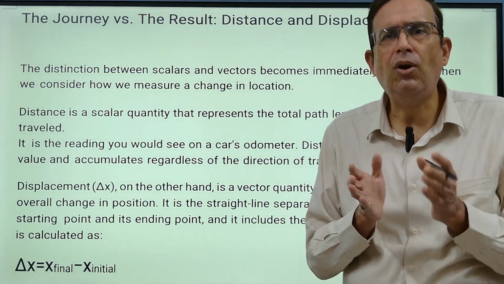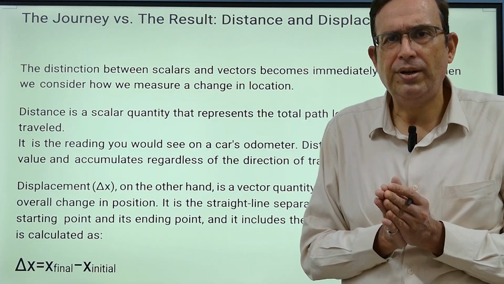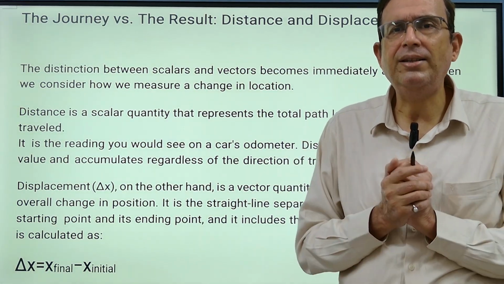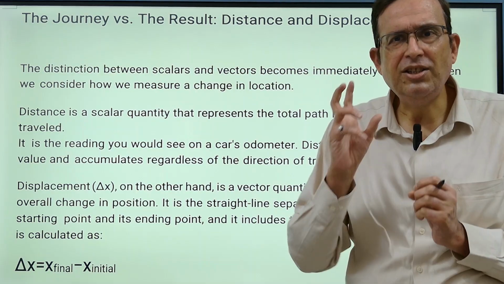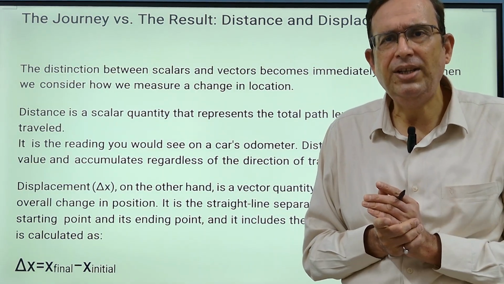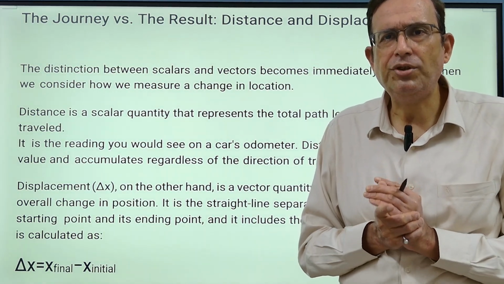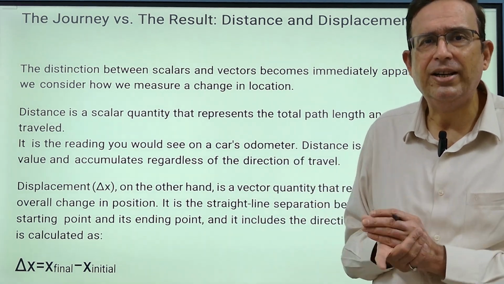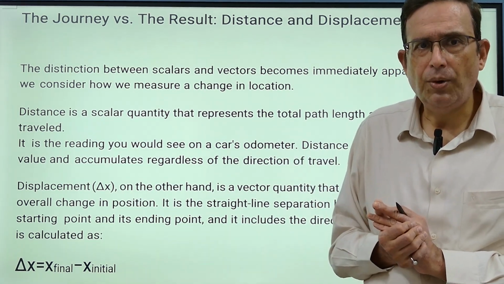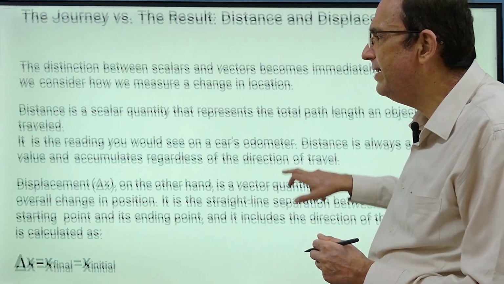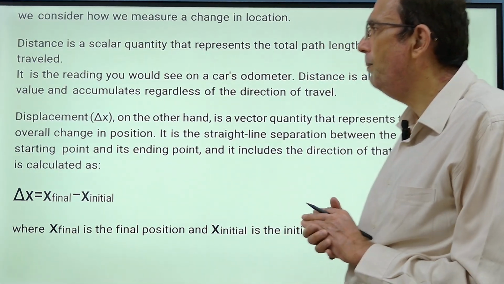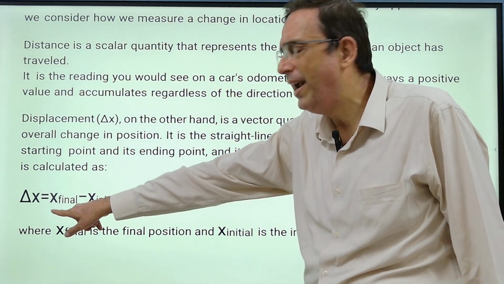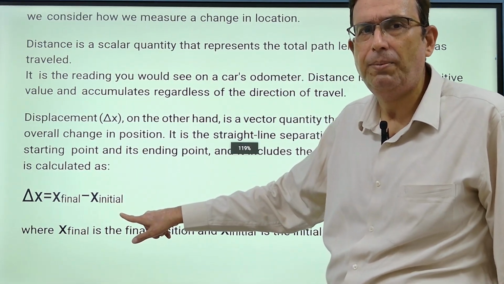So basically he has not displaced throughout the motion. He has remained at the same point after the motion is completed. So the net displacement is zero after the completion of the motion, but he has covered a distance. So distance is a scalar quantity, whereas displacement is delta x. So basically it's a vector quantity, and it's the final position minus the initial position.